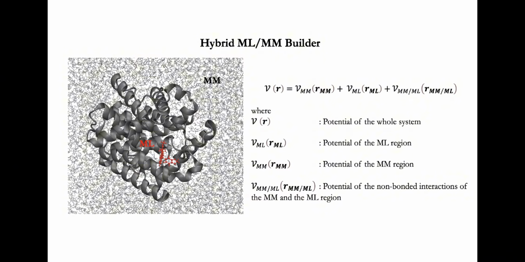This allows one to increase the accuracy of the description of the ligand at a significantly lower computational cost than QMMM simulations. The hybrid MLMM builder generates simulation inputs for MLMM simulations for several software packages. This video demo will demonstrate the general functionality of the hybrid MLMM builder module in CHARMM-GUI.